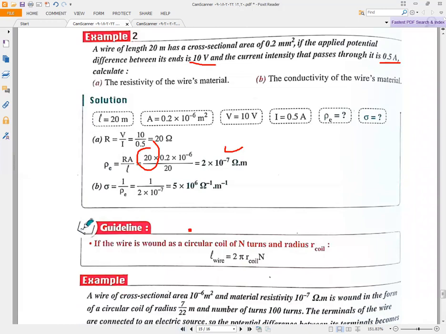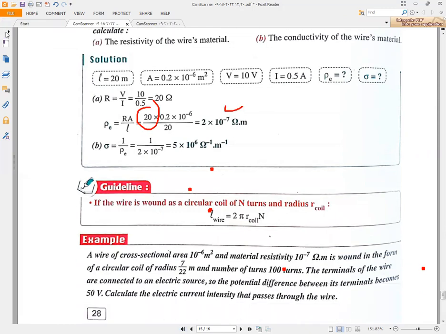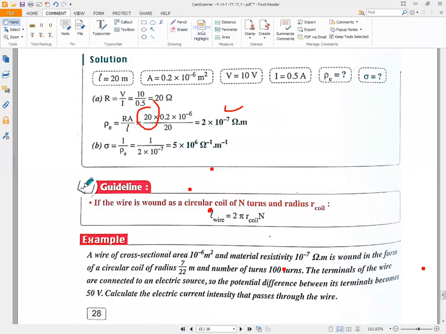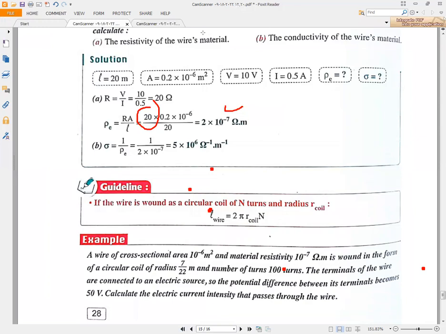We have a wire and it is wound or reshaped into the form of a circular coil. If you have a wire in the form of a circular coil, the length of the wire is constant, equal to 2 pi R times N. 2 pi R is the circumference of the circle, times N, where N is the number of turns.